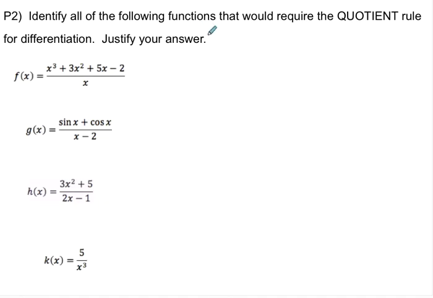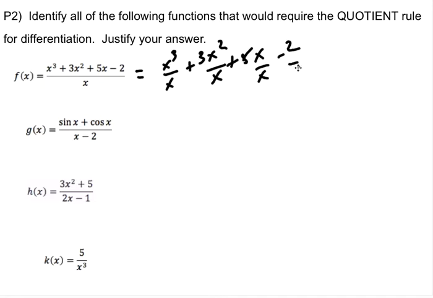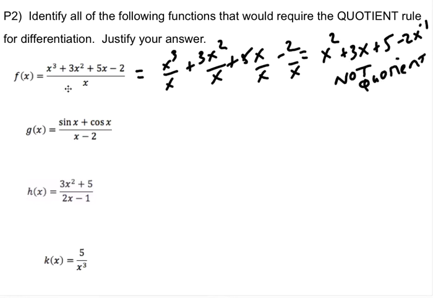So identify which of the following would require the quotient rule and justify your answer. So this one can be simplified, right? I could split this up into an x cubed over x plus a 3x squared over x plus a 5x over x minus a 2 over x. And now it's suddenly not a quotient rule problem, right? So plus 3x plus 5 minus a 2x, the negative first. It is not a quotient anymore, right? So now I don't need the quotient rule to do this. Now I could use the quotient rule to do this, but I don't need it, right?